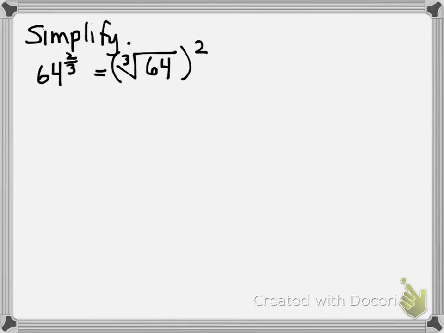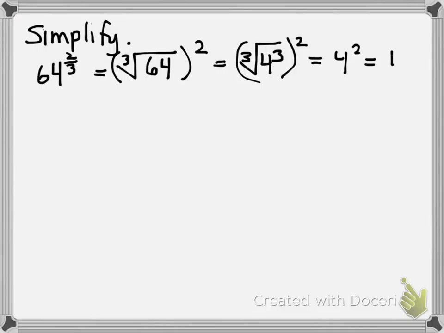Now, if you were just paying attention, what number cubed equals 64? Philip? 4. So we've got the cube root of 4 cubed, and then we're going to square it. So what's the cube root of 4 cubed? 4. Remember, when the index and the exponent under the radical match, then the base comes out, and now we're going to square that answer. What's 4 squared? 16. There's your answer.